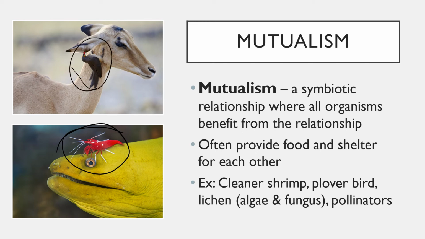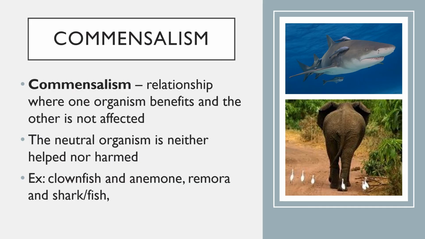Another example is the plover bird. They are often seen on animals in the savannah. They will sit on the buffalo or on antelope, and they will actually eat parasites off of the mammal. So it's very similar to the cleaner shrimp. Another example that you see in this picture on the bottom.